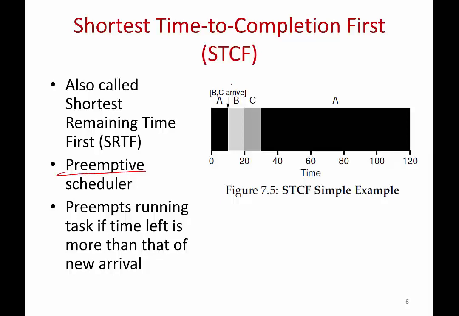So here when B and C arrive and A is running, you compare the remaining time of A with the remaining time of B and C, and you see that okay, B and C are shorter, therefore you schedule them first, right? You calculate the time left of a process, and if the time left of a process is really high, you go ahead, preempt it, and you favor shorter jobs.